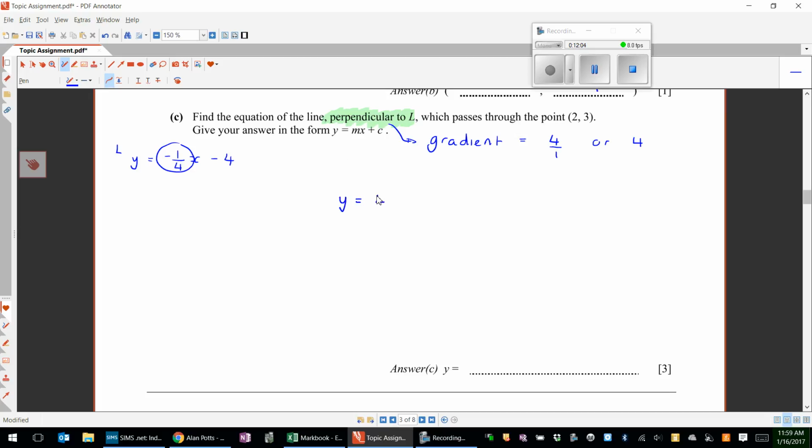Now, there are follow-throughs. So if your part A, B, whatever was -1/2, or it was 4/-4, you get these marks if you took your gradient from before and did the correct negative reciprocal. So if it was negative, it's now positive, and then flip it upside down is, I guess, the simplistic way of saying it.